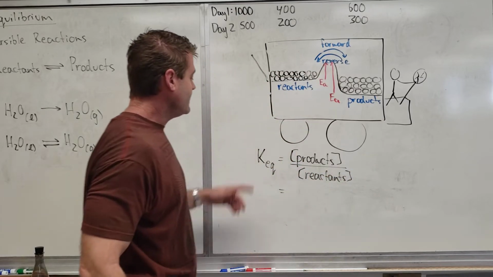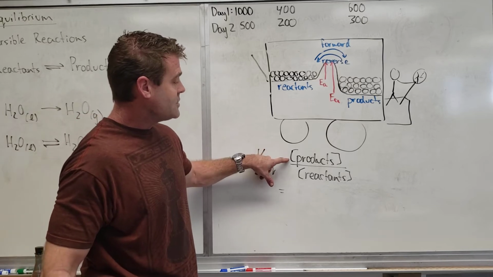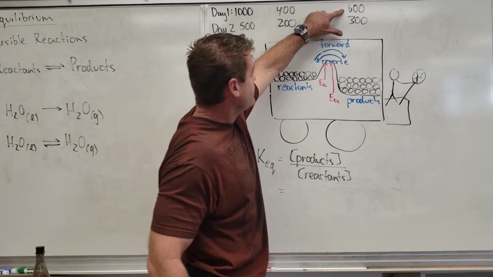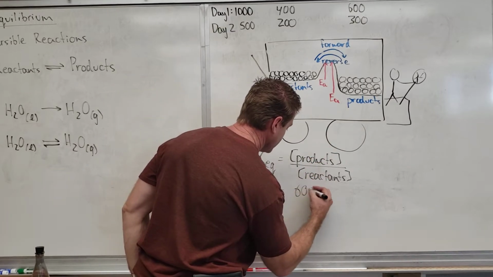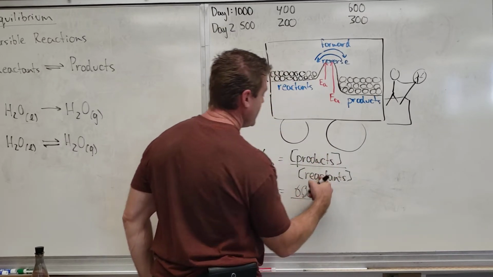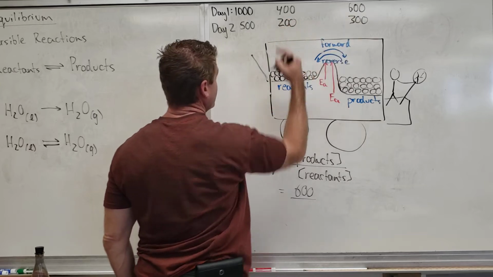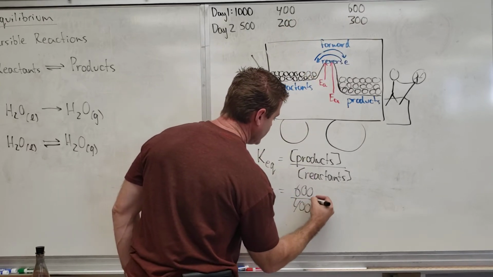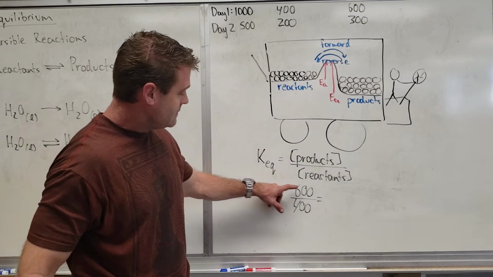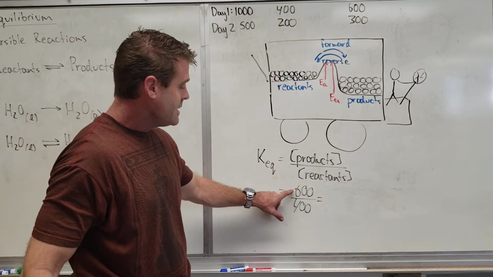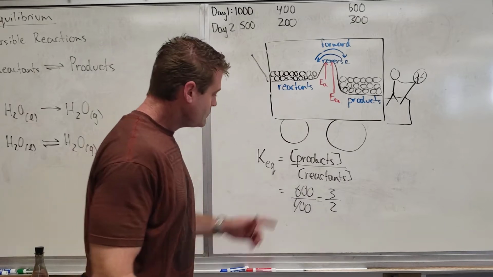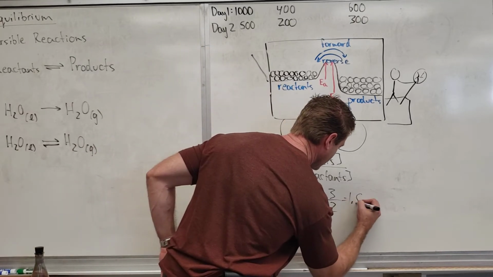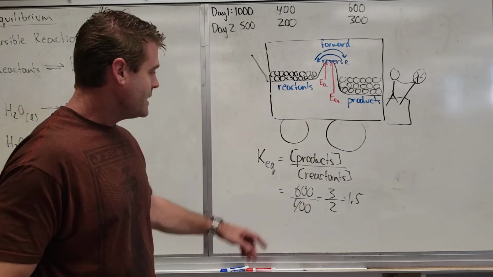So if I was to calculate the constant for this, I'd get my concentration of products. Let's say on day 1 it was 600. Now that's not really a concentration, it's a number, but we're just working with it. And then the reactants on day 1 were 400. What is the ratio? We could reduce that down, cancel out the zeros. Wouldn't that be a 3-to-2 ratio? And you could even put it as a whole number, 1.5. That's the ratio of products to reactants.